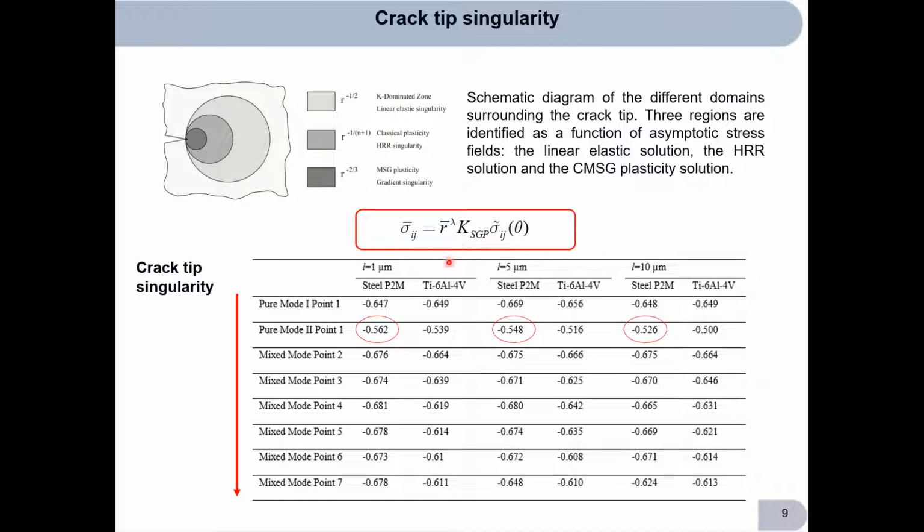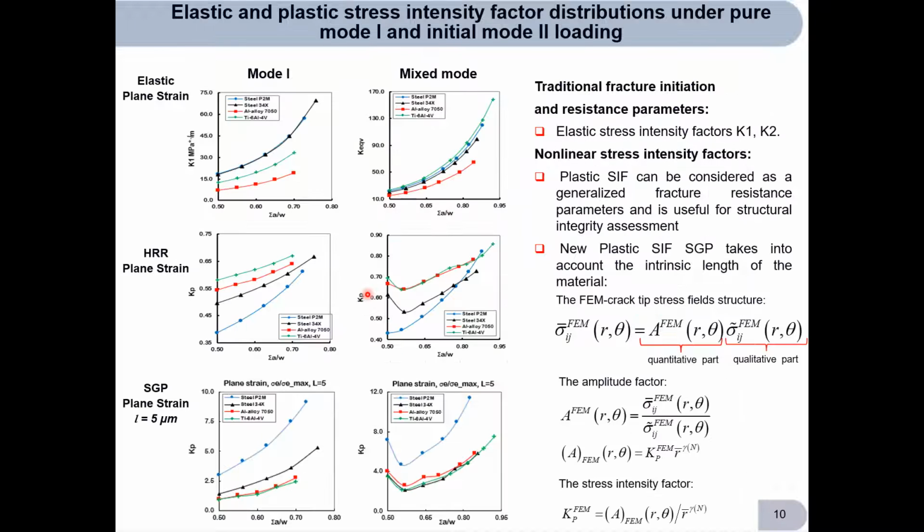The sensitivity of the crack tip singularity to the material structure scale parameter can be seen by the values at the selected points. Note that as the crack grows under pure mode 2 conditions, we again observe the phenomenon of the pseudo mode 1 scenario.